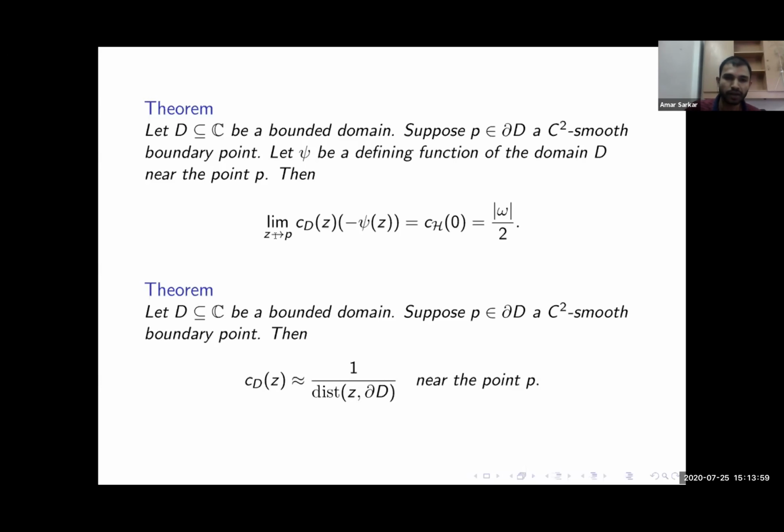So hence, if in place of this defining function psi we take the special kind of defining function, we'll get this theorem, which says that in the same setup the curvature metric can be compared to the quasi-hyperbolic metric of the domain D. This quasi-hyperbolic metric is 1 by distance between Z and the boundary of the domain D. And near the point there, we can compare these two metrics, and actually explicitly we can compute the ratio of these two metrics as the point Z goes to the boundary point P.